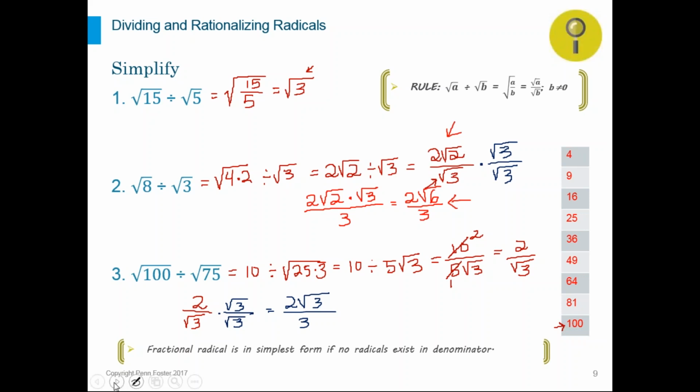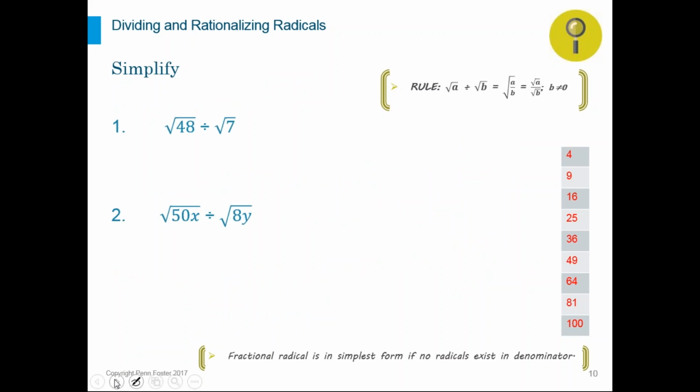Okay, let's move forward to more harder questions. Okay, the square root of 48 divided by the square root of 7. For 7, I know there are no perfect square factors, but for 48, I'm thinking about 16 and 3. So let's rewrite the problem: the square root of 16 times 3 divided by the square root of 7. Simplify further. The square root of 16 is 4, so that will go outside, and the square root of 3 divided by the square root of 7.